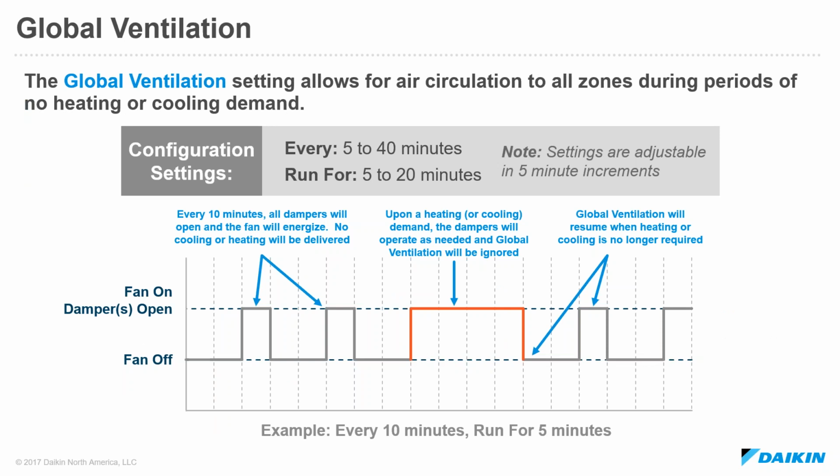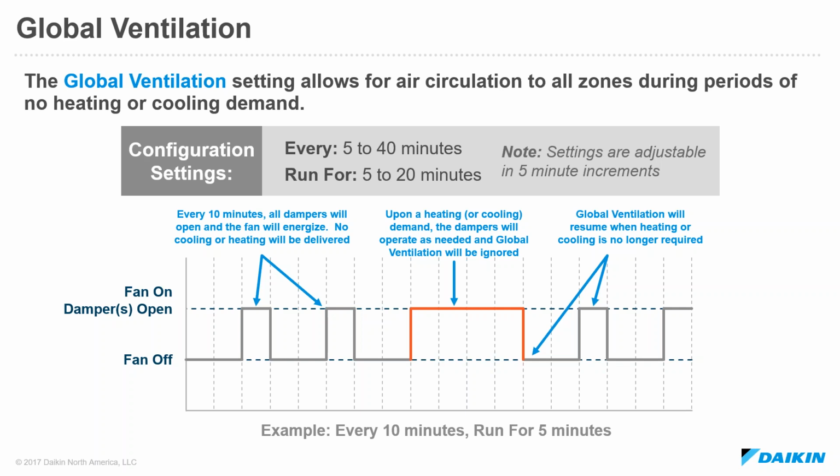So I mentioned the global ventilation setting. Global ventilation is a setting that's used to essentially circulate air to all of the zones on the DZK during periods of time that there is no cooling or heating demand. This is a configurable setting, and essentially we have two different setting options for global ventilation. We can tell the DZK to run this global ventilation setting every 5 to 40 minutes in 5-minute increments, and we can tell it to run the fan for 5 to 20 minutes in 5-minute increments.